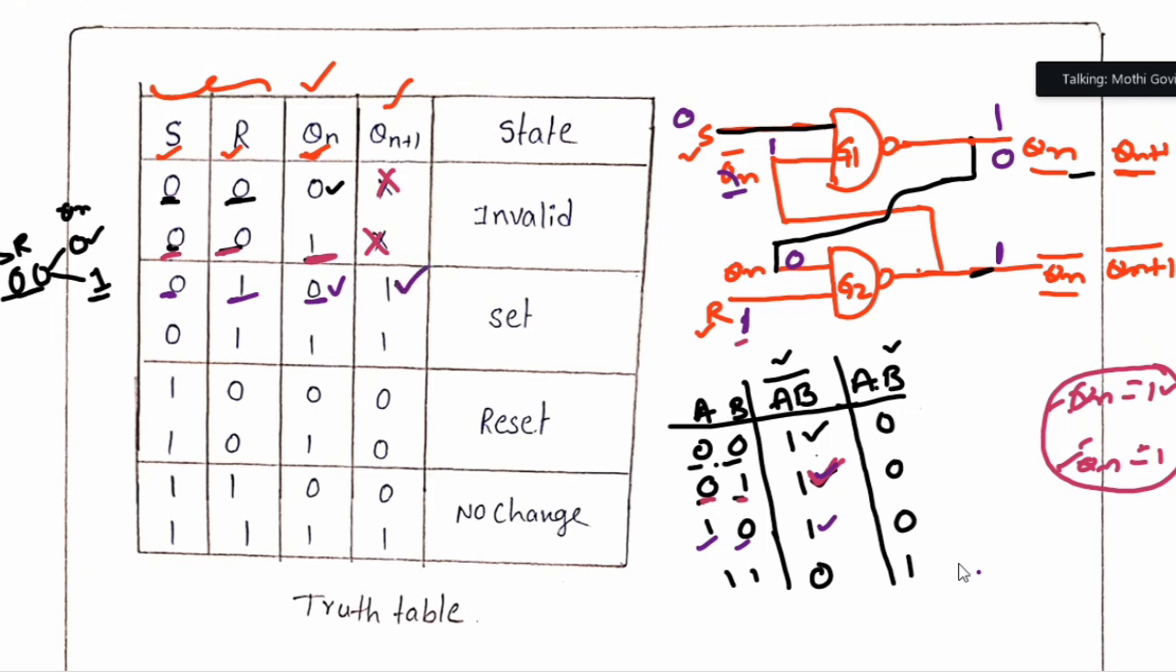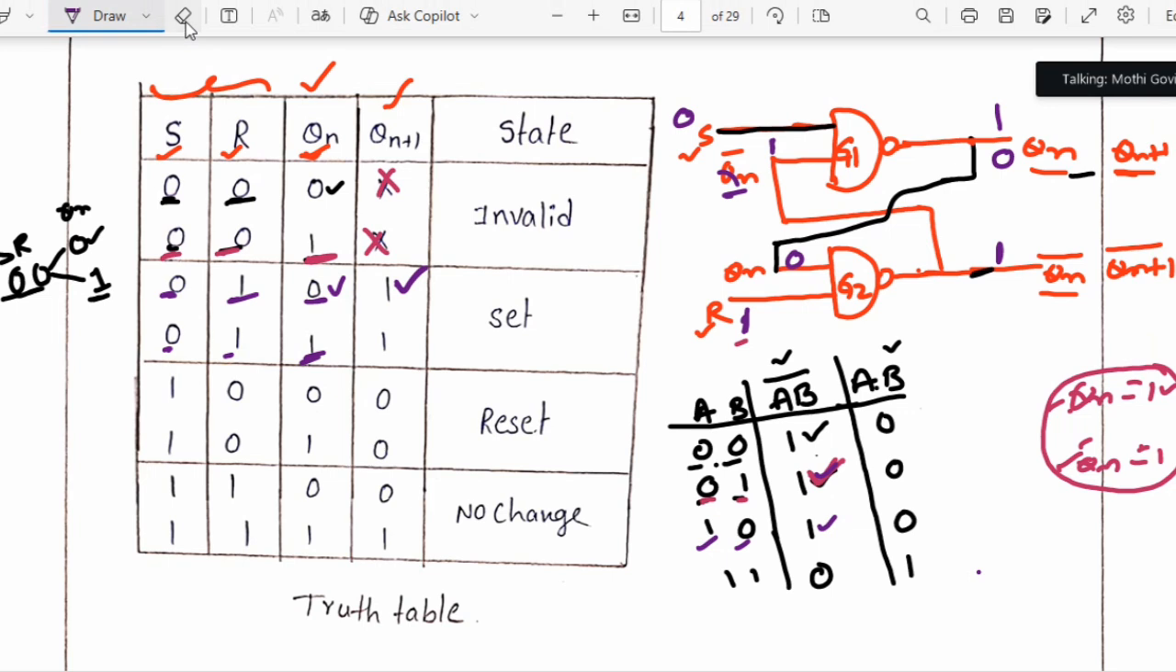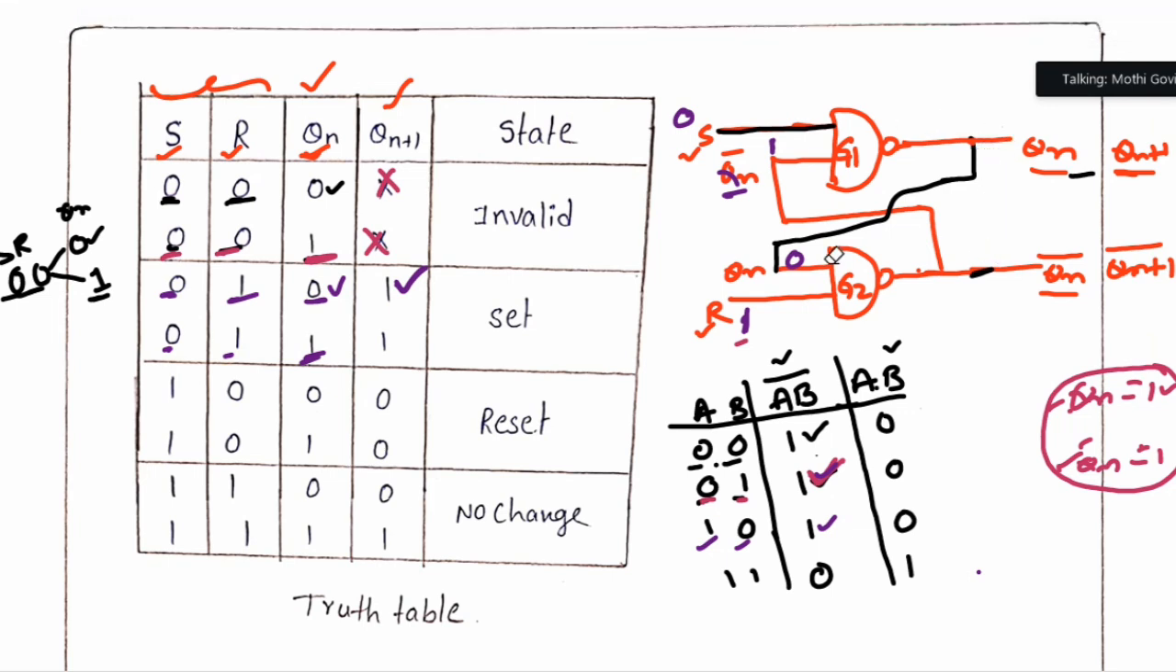I got 1 output. Clear. Next, another state I'm going to take here. 0 1. Okay, now same 0 1 I am giving, but now in this case I am assuming my past output is 1. What is my next expected output?